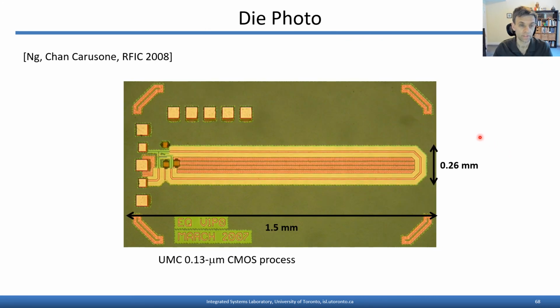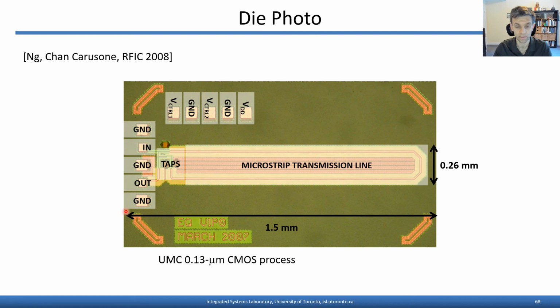Here's a die photo of the design. We presented it originally at the RFIC Symposium in 2008. It's an old 0.13 micron CMOS process. And you'll see the input comes in here and proceeds along the long transmission line here. The tap amplifiers are co-located here along with the 50 ohm load, and then the output finally goes off chip.